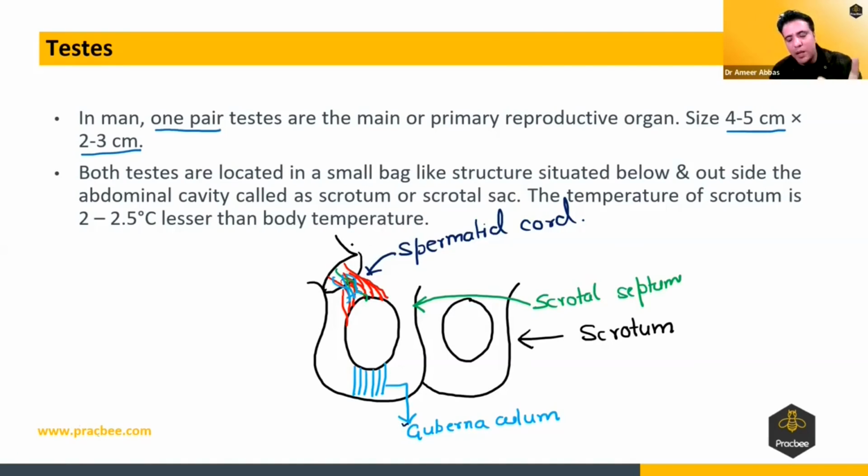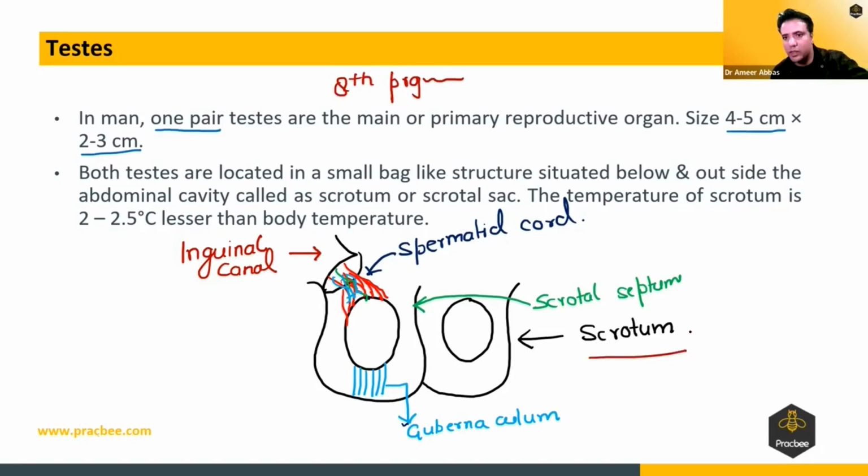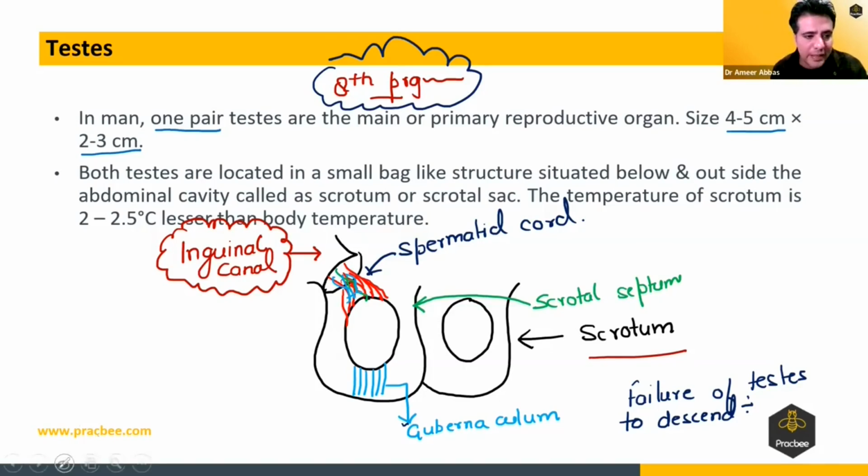You can see the spermatic cord is coming out from a canal. This canal, through which the spermatic cord as well as the testis descend, is known as the inguinal canal. The testis forms in the second trimester, and by the end, or you can say the 8th month of pregnancy, remember this, that is a very important point, the testes descend into the scrotum through the inguinal canal. What happens if they fail to descend? This condition is known as cryptorchidism.